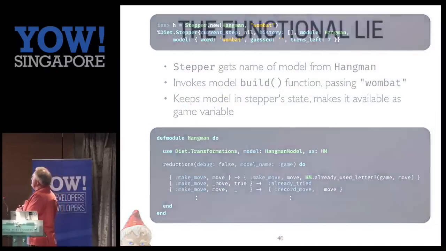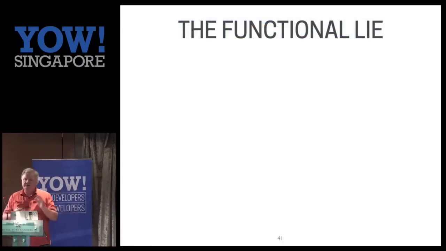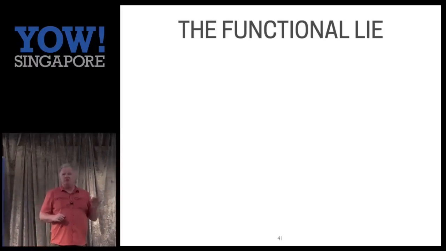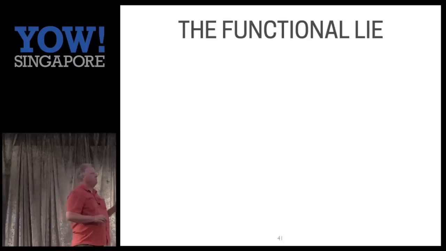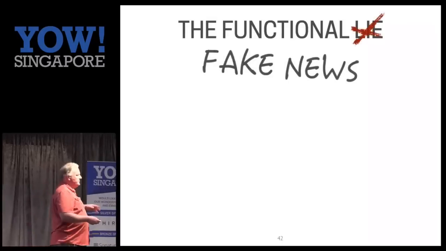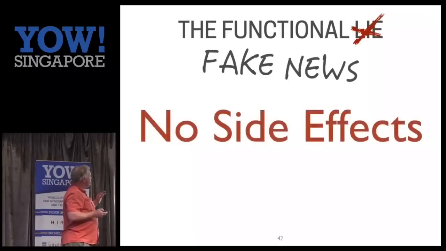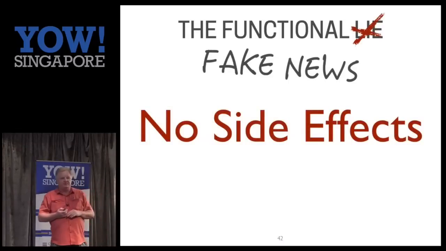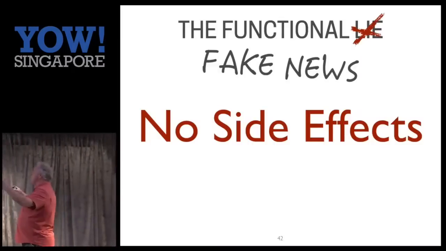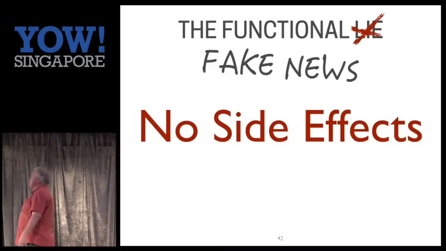So we kind of talked about that. Let's move on. So here's the interesting thing. And this is why I think functional languages are an interesting approach to doing OO development. The functional lie, although nowadays we're supposed to call it the functional fake news, is that functional programming has no side effects. Right? You've all heard that, right? The big benefit of functional programming is it has no side effects. You can just call a function, it'll always return the same value, therefore it has no side effects.